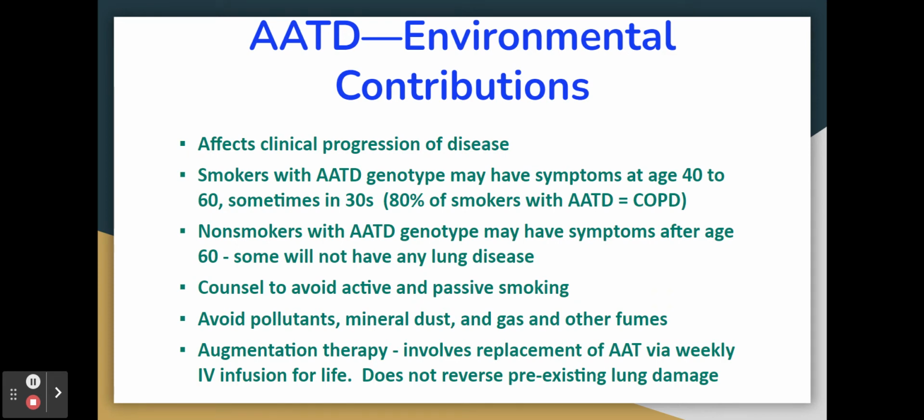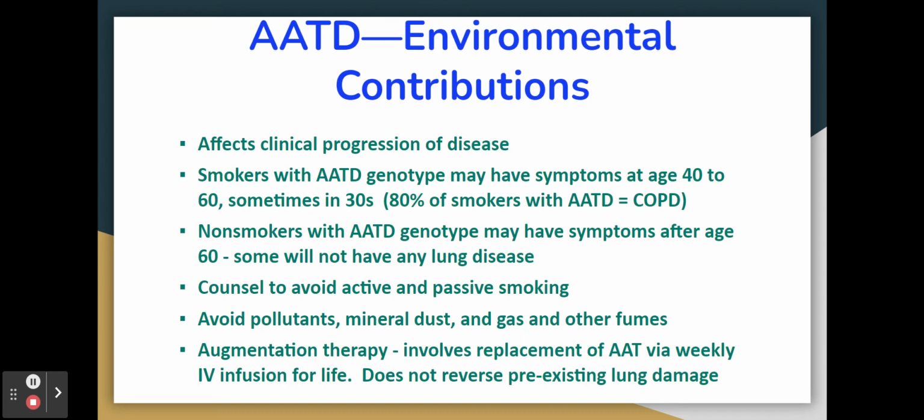So, what are some environmental contributions? Environment is key when it comes to controlling the progression of the disease. If you are a smoker, you have a target on your back from your genes, and now you have added the match to that gasoline. So if you're a smoker with AATD, you have that ZZ genotype. You'll have symptoms of emphysema as early as your 30s. You may have had asthma all along. But if you are a smoker, you're a sitting duck.